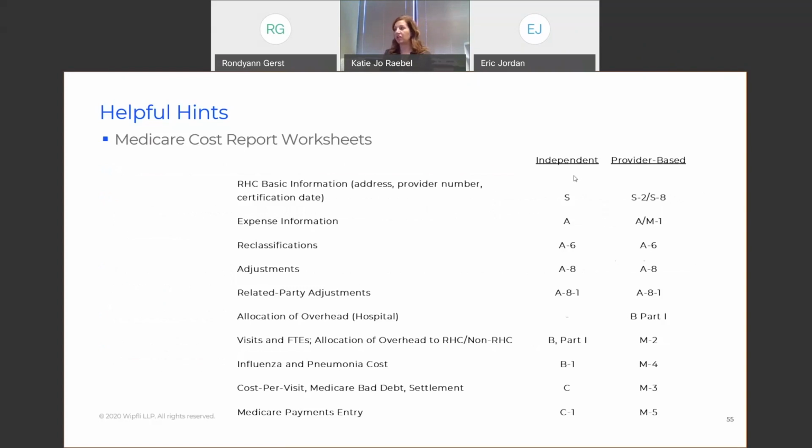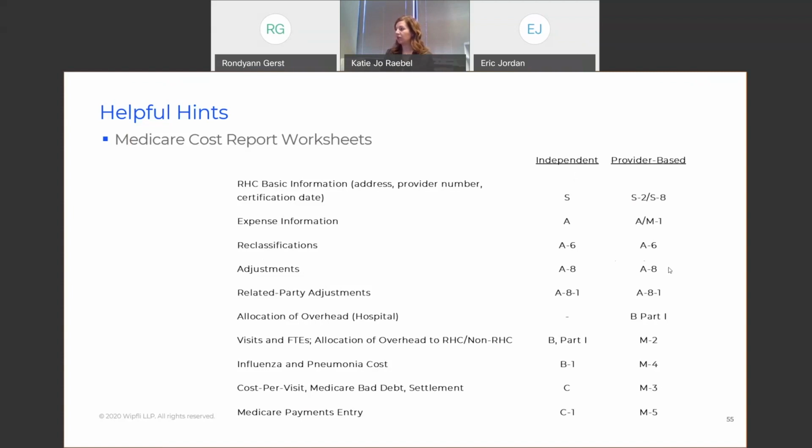So you can look at your cost report and see where we came up with allowable expenses and where expenses were reclassified to, like lab or radiology or telehealth expenses. And if we had adjustments, what adjustments were made. These are the cost report worksheets that have that information.